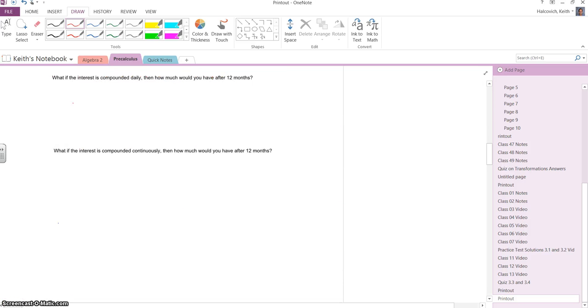What if the interest was compounded daily? So daily means that K is equal to 365. So once again, you have your principal is 100. Your interest rate is 10%, but now it's compounded daily, so 365 raised to the 365 after 12 months, which is 1 year. And you substitute that in your calculator, and you get $110.52.